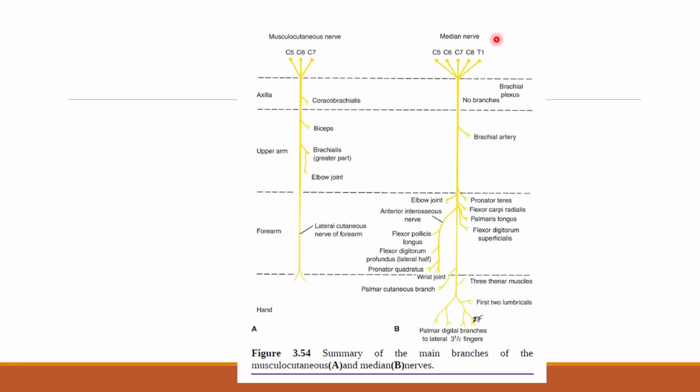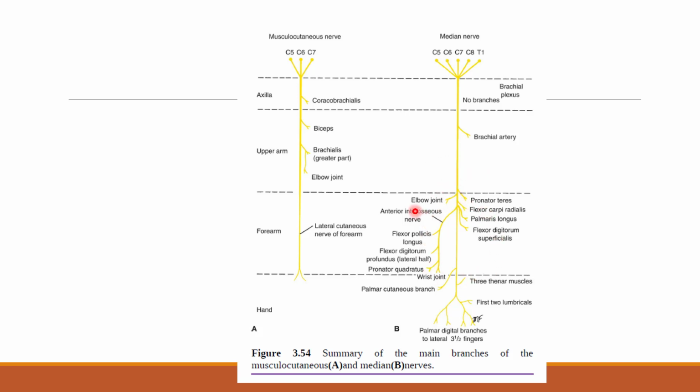Then the median nerve, it is formed by C5, C6, C7, C8 and T1. These are the root values which you have to learn. The median nerve does not have any branch in the axilla, which you have to learn. Then in the upper arm also, it does not have any branch. Then in the forearm, it has many branches.